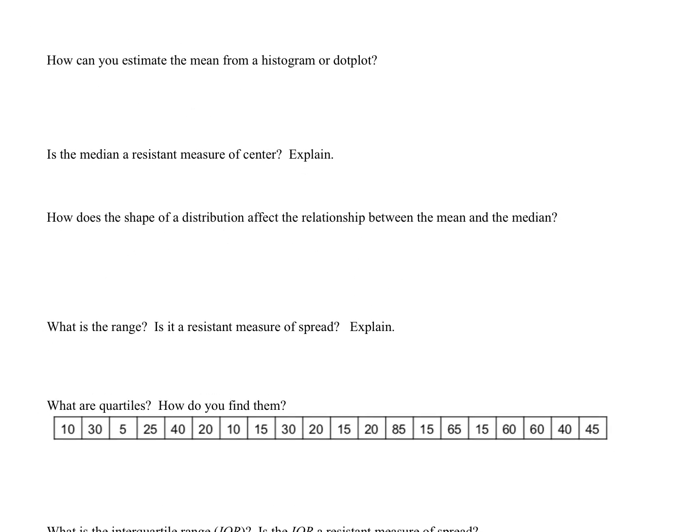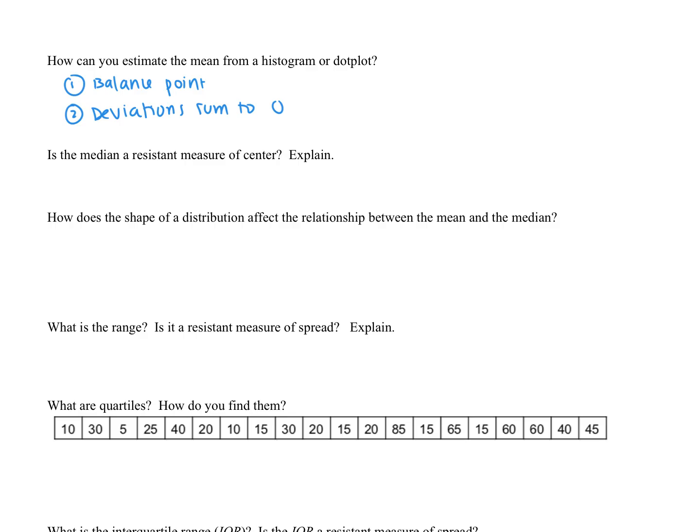We need to be able to estimate from a histogram or a dot plot. Two different ways that you can do that. First way is mean is the balancing point. And secondly, all of the deviations will sum to 0. So here's what I mean by that.